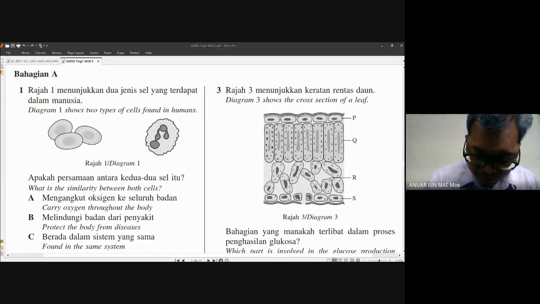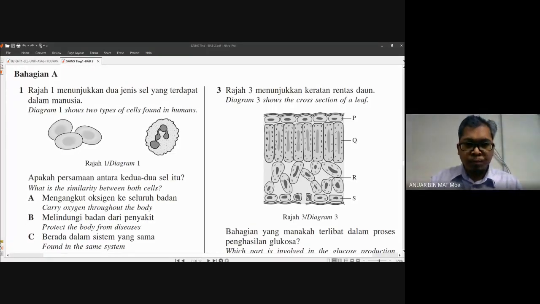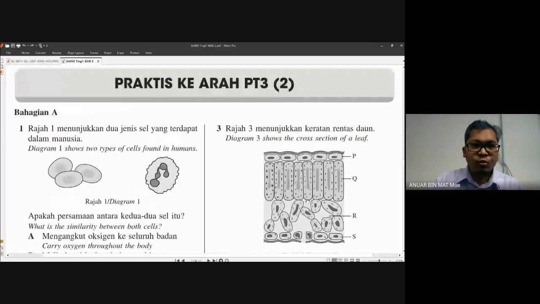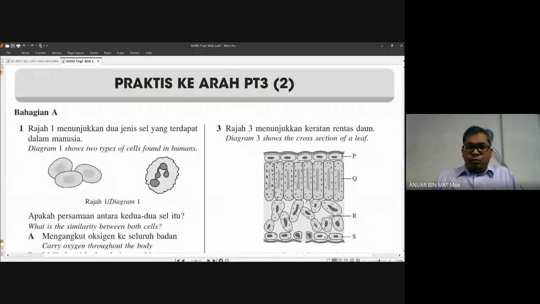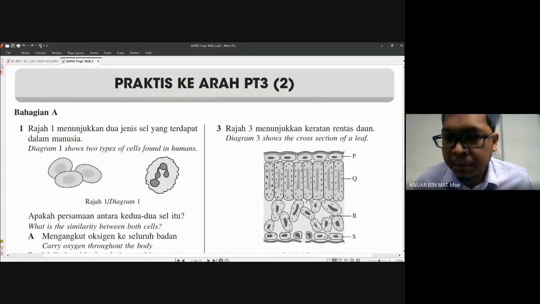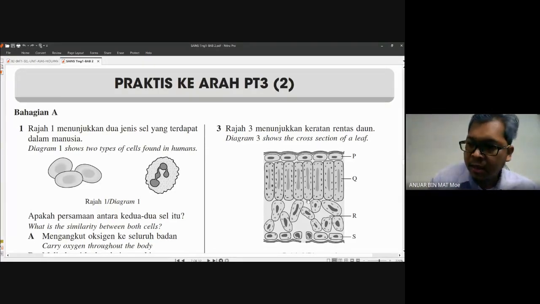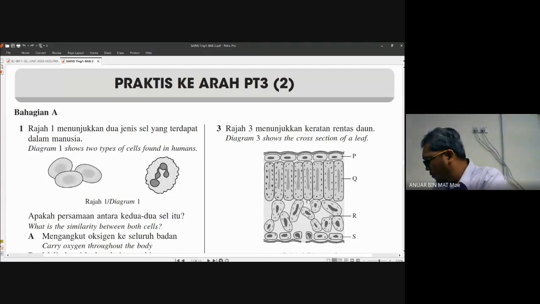So like I promised you yesterday, today we just discuss the exercise on chapter 2. Okay, exercise on chapter 2, practice ke arah PT3, chapter 2, right? So like usual, I think you already know the format of our examination paper. Okay, consists of 3 sections, A, B, and C. So without wasting any more time, I think we just jump to section A, question number 1.